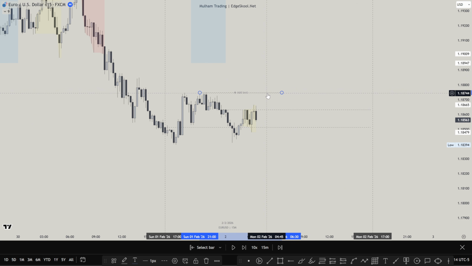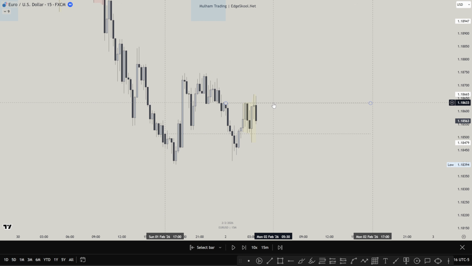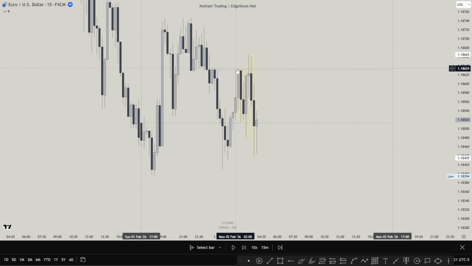Now I'm going to remove this to make the lines visible. So we have the midnight and the 17. Okay, so price goes above. Actually, this could be a valid one. So you could have taken this one.